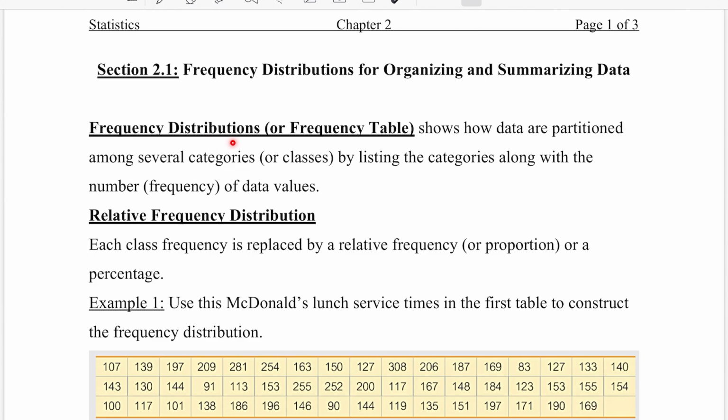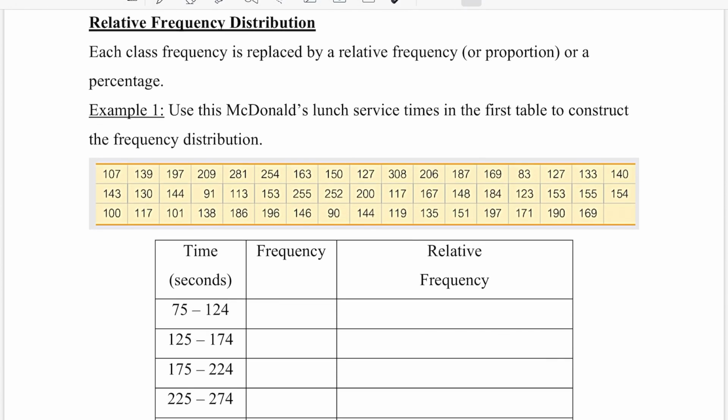Frequency distributions, which can also be called frequency tables, show how data are partitioned among several categories or classes by listing the categories along with the frequency of data values. Let's try an example to see how a frequency table works.